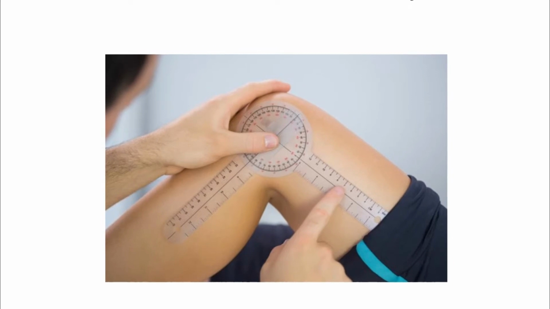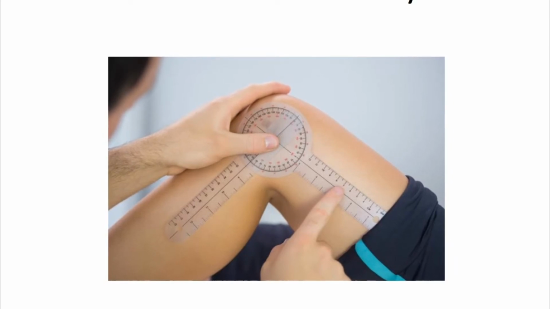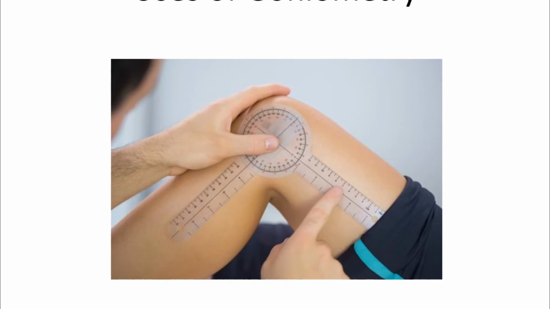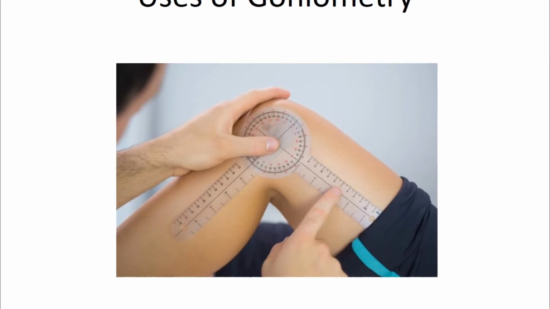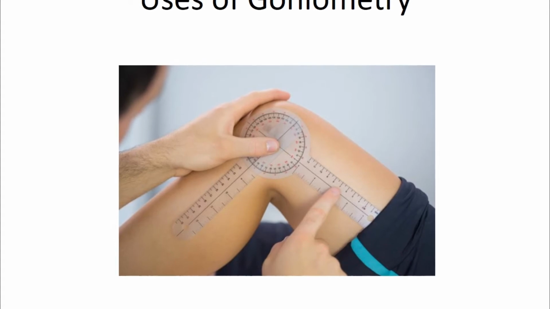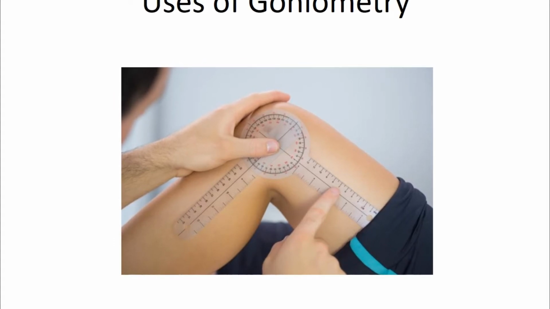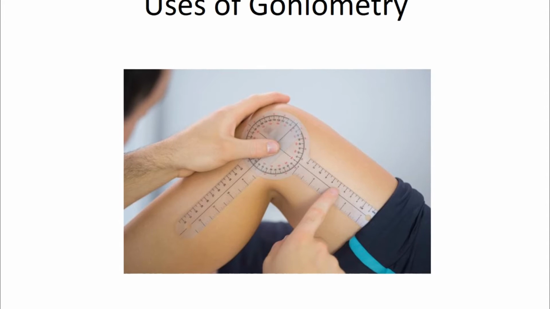Notation systems to define range of motion: the 0 to 180 degree system, the 180 to 0 degree system, and the 360 degree system.